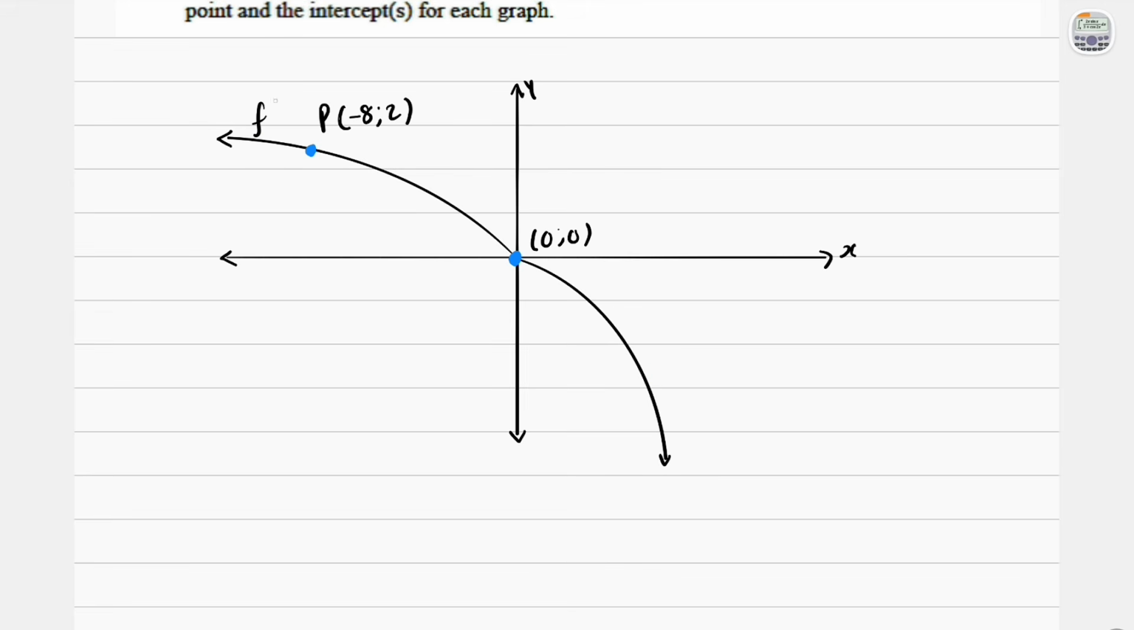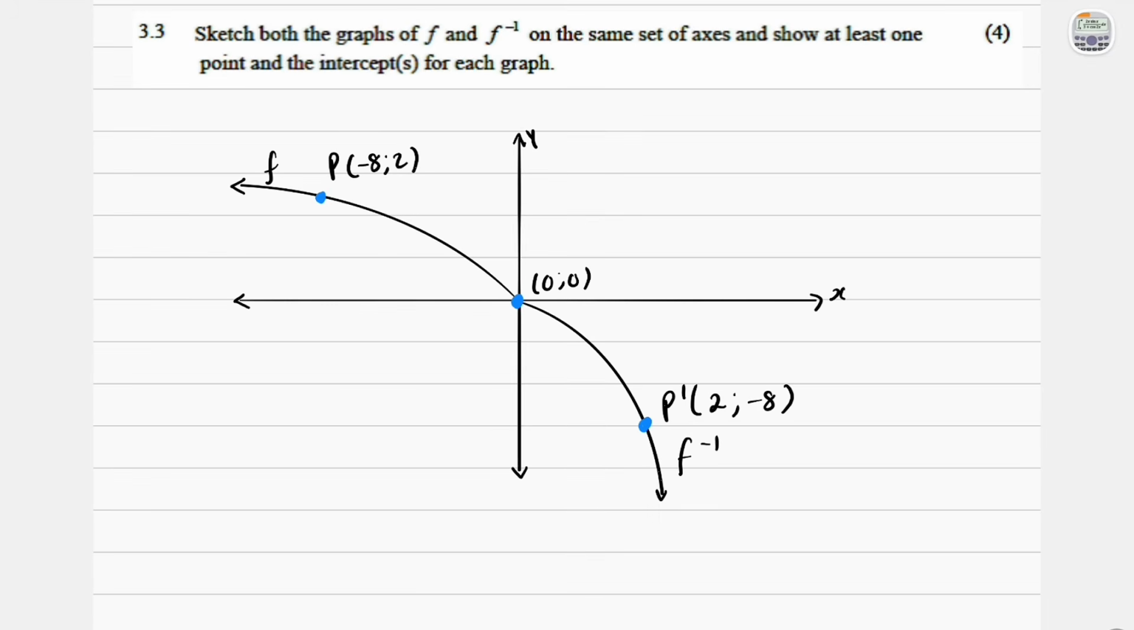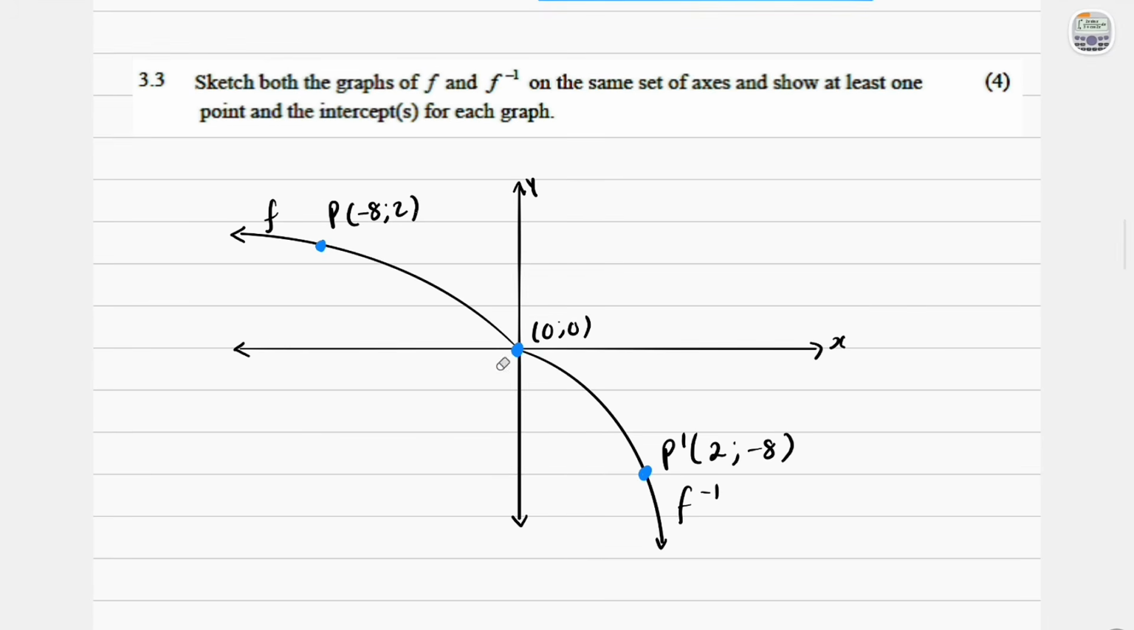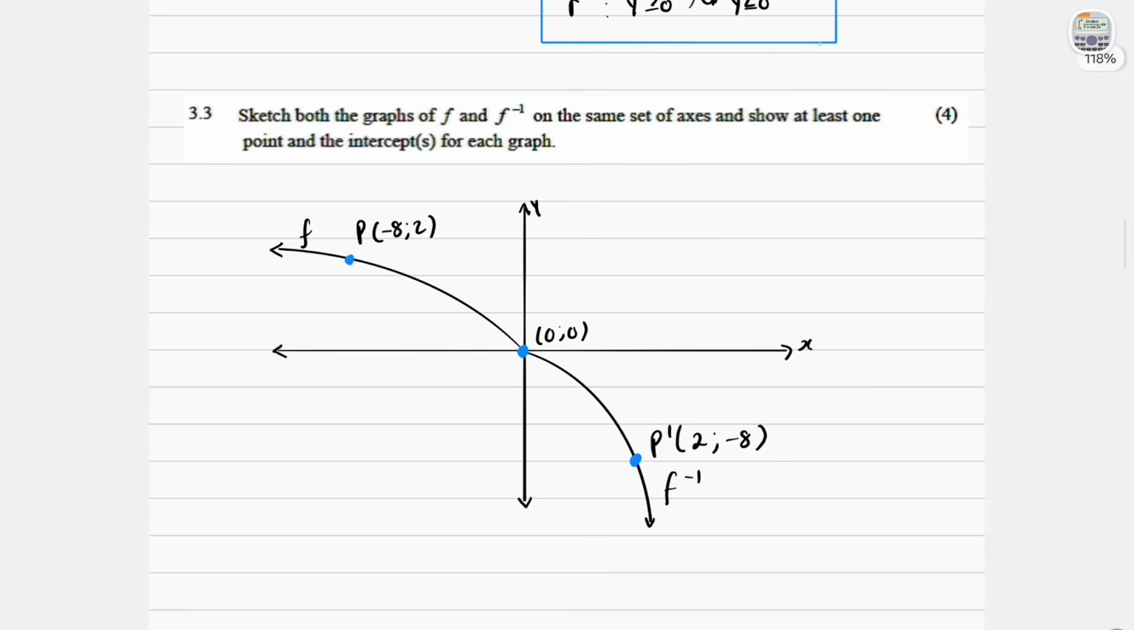So this is the original graph f. This is the inverse. And this point wouldn't be -8 and 2. It would be 2 and -8. So we can just put that down and say this is, I'll call it P prime. This is 2 and -8. And that is what our graphs would look like. Okay, there we go. We show them the x-intercept, which is also a turning point. And we've shown another point using this point that they already told us. Moving on to the next question.